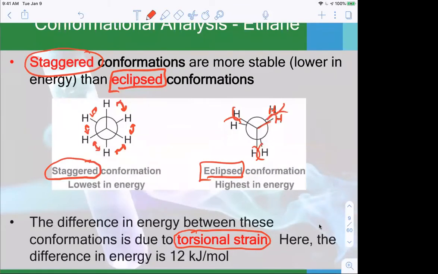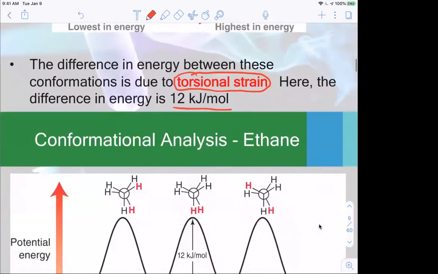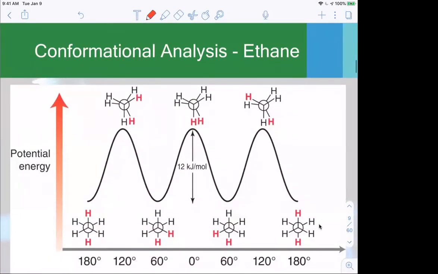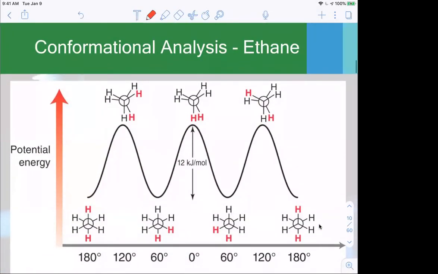And I can actually look at the difference in energy, and I can calculate that, and I can measure that. Between this staggered, if I was going to rotate and go to that eclipsed, there is a 12 kilojoule per mole energy difference between those two conformations. So I can actually look at this rotation. So let me try to do this.